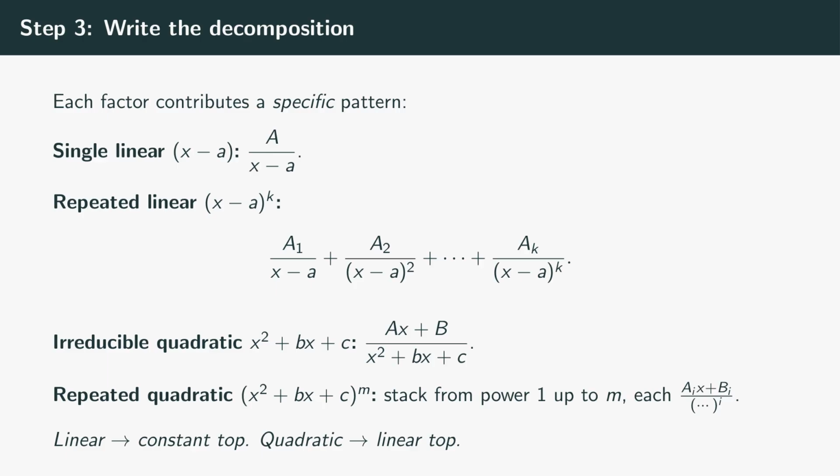For a single irreducible quadratic, x squared plus bx plus c, you get one term of the form the quantity Ax plus B over the quantity x squared plus bx plus c. Note the numerator is linear now, not just constant. The rule is that the numerator's degree is 1 less than the denominator's. A quadratic factor needs a linear numerator, 2 unknowns, A and B. Repeated quadratics work the same way as repeated linears, stacked from power 1 up to the multiplicity, each with its own linear numerator. The total number of unknowns always equals the degree of q. That's the bookkeeping check.